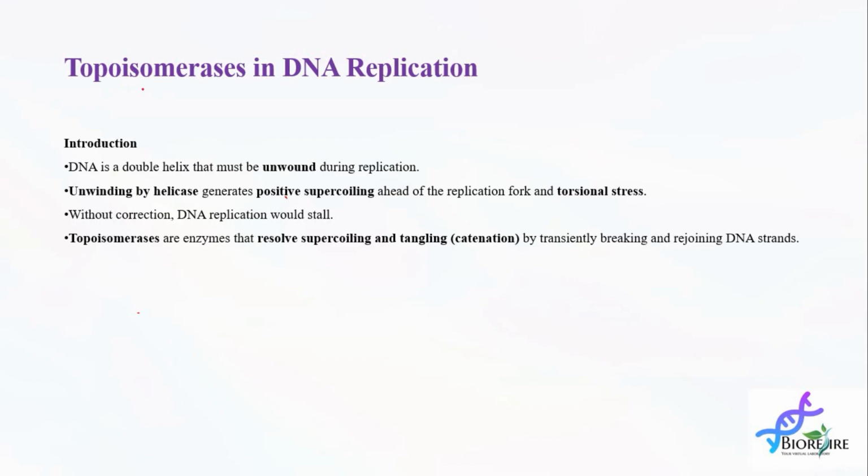Now we discuss topoisomerase. What is topoisomerase? Topoisomerase is an enzyme that helps to break the positive supercoiling. DNA is a double helical structure that must be unwound during the replication process. During the unwinding by the helicase, the helicase generates positive supercoiling, a replication force or torsional stress. Without correction, replication would stall. Topoisomerase is the enzyme that resolves this supercoiling by breaking and rejoining the strand.